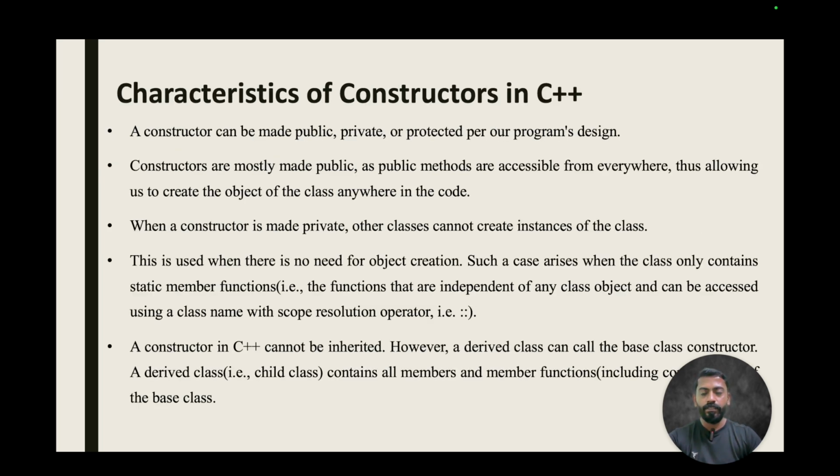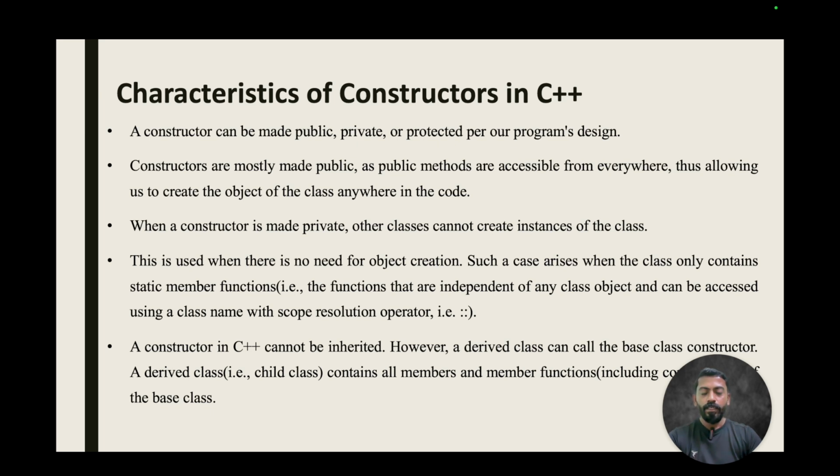Characteristics of constructor in C++. A constructor can be public, private or protected. By default you mention it as public. Why? Because you can access it anywhere in the program, inside the program as well as outside the program and in the group of package programs also. If you mention it as private, you can access it within the program only.